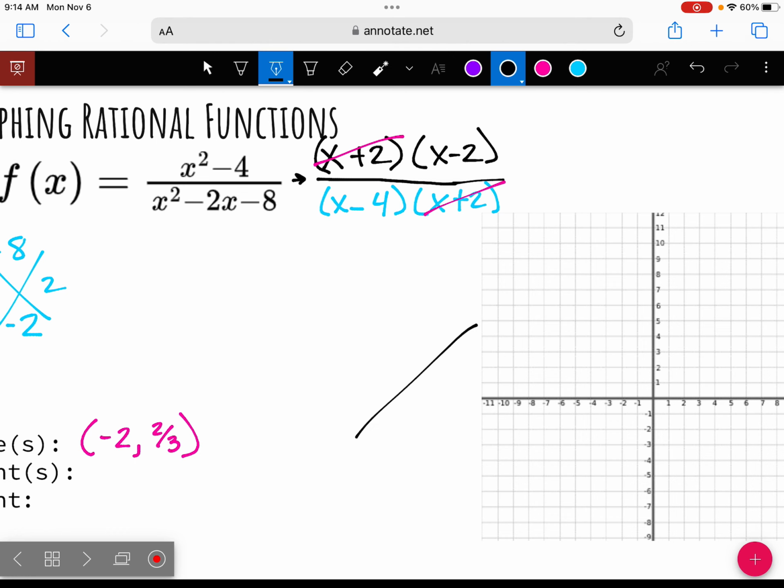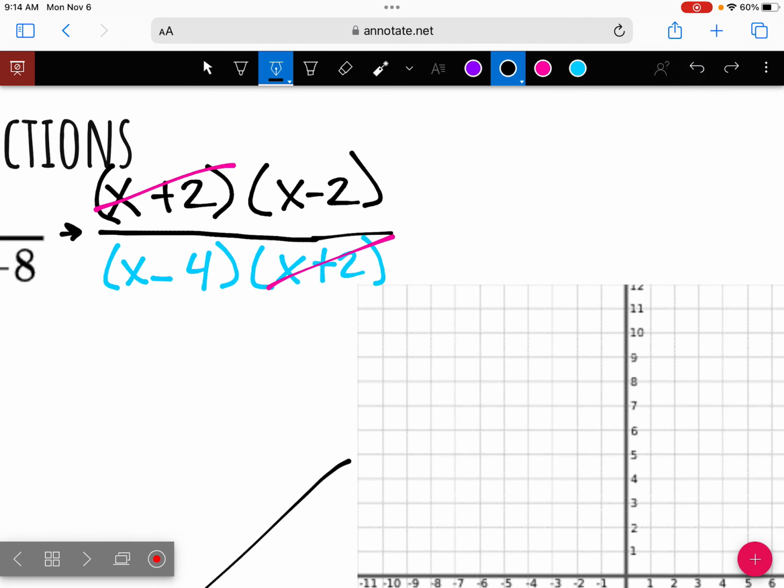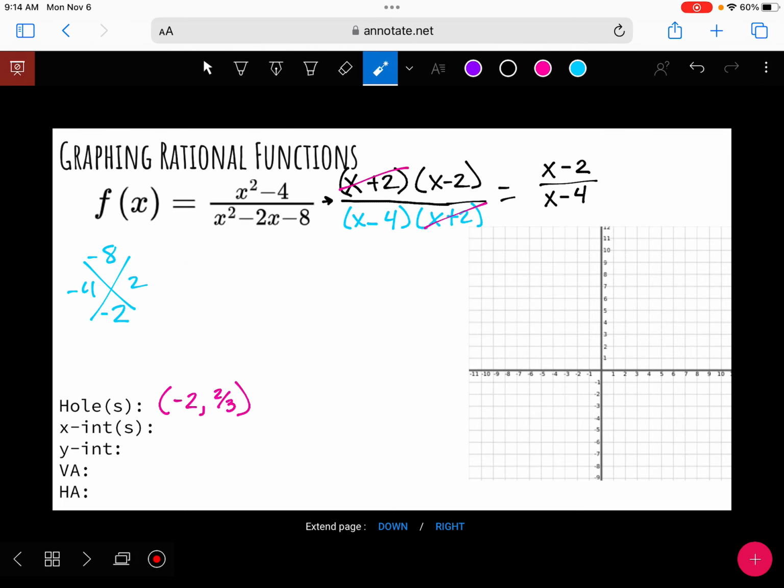I'm going to write our leftover bits. So we're taking our leftover pieces over here, my x minus 2 and my x minus 4. And we substituted in that x that gave us the hole. We substituted in the negative 2. Negative 2 minus 2 gave us negative 4, and negative 2 minus 4 gave us negative 6. Negative 4 over negative 6 simplifies down to be positive 2/3.